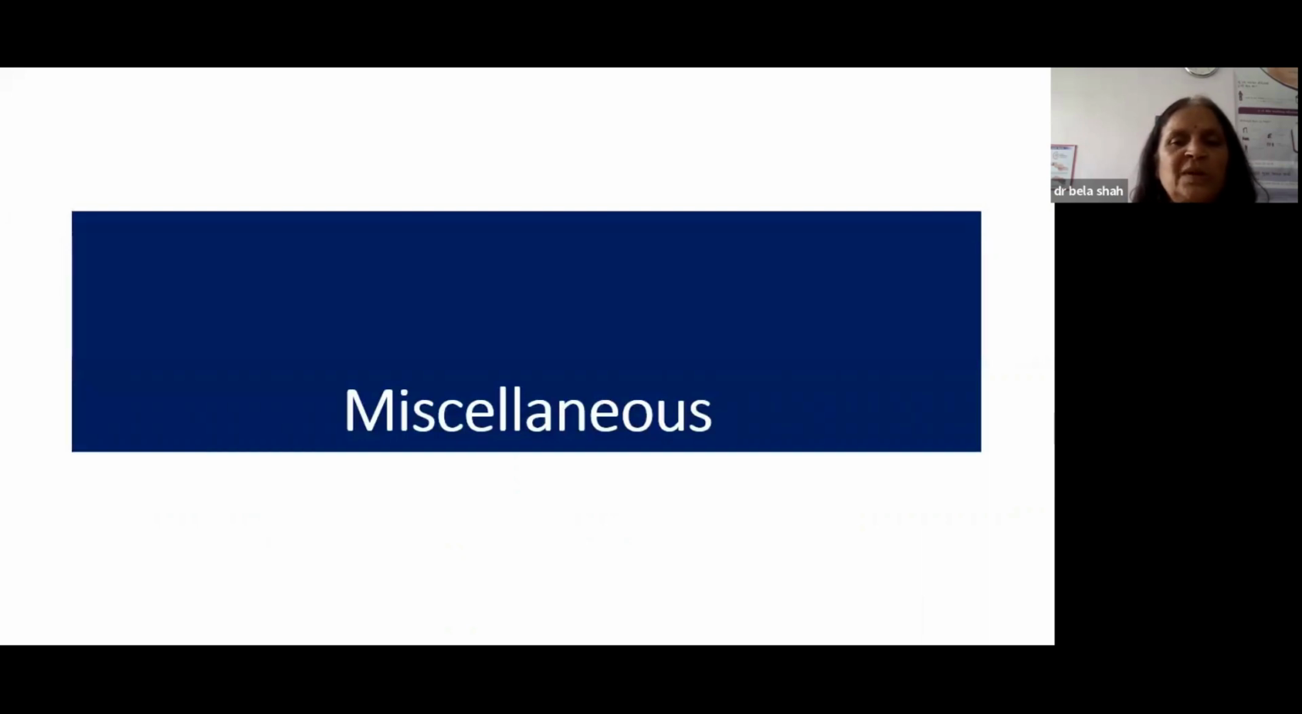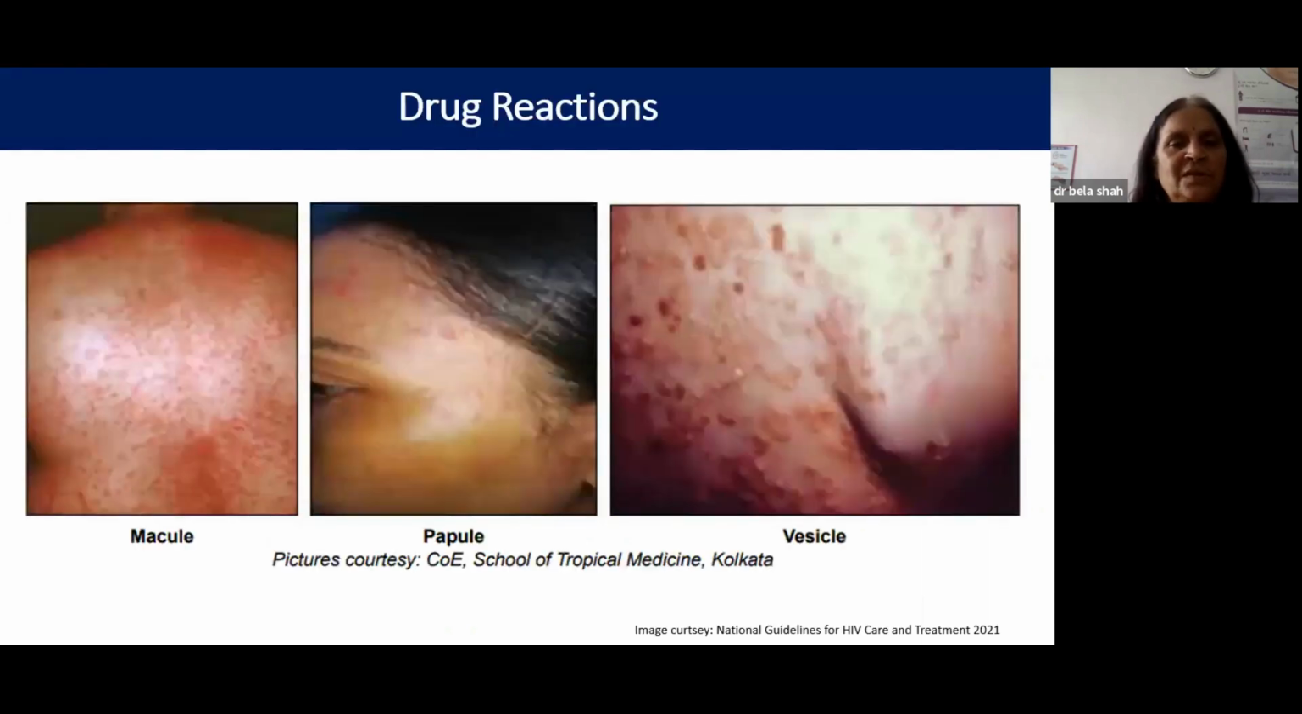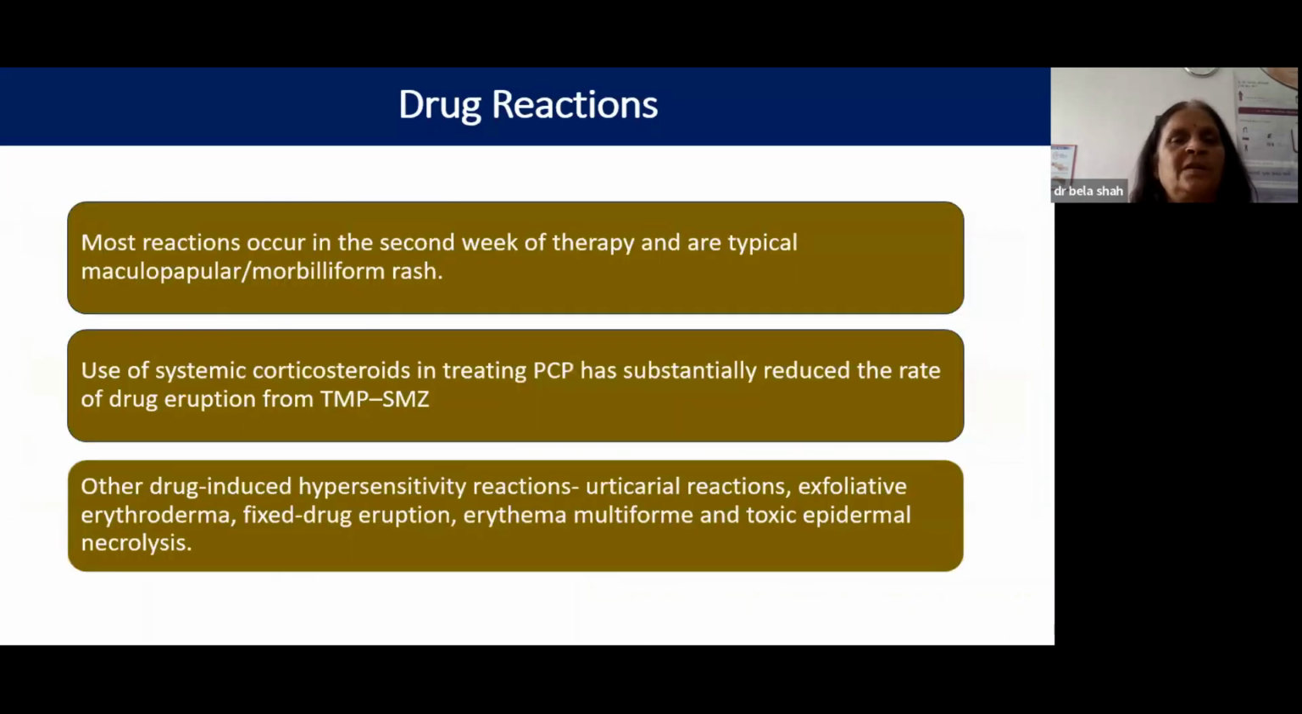Now coming to the last part, that is miscellaneous conditions. Here you can see patient has developed maculopapular rash. Here the patient has got multiple papules on the face and vesicles on the body. The drug reactions are not uncommon in PLHIV patients, and they occur usually in the second week, and patients can present with rash, fixed drug eruption, urticaria, and so many other things.